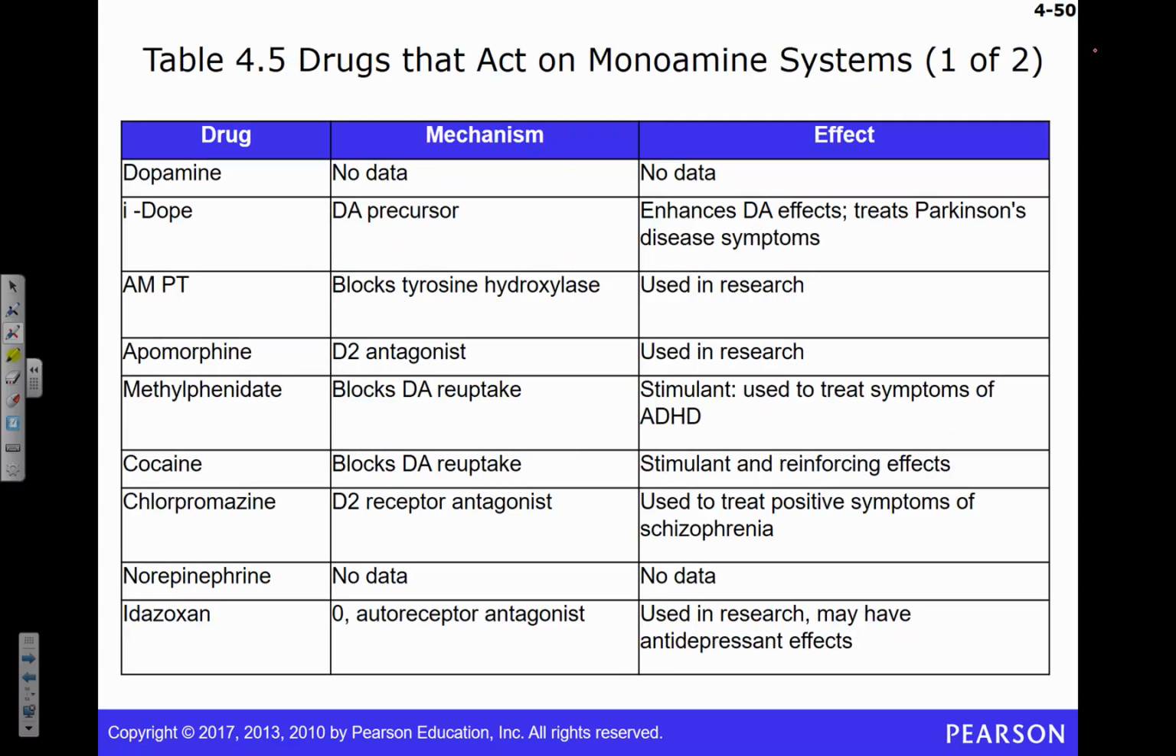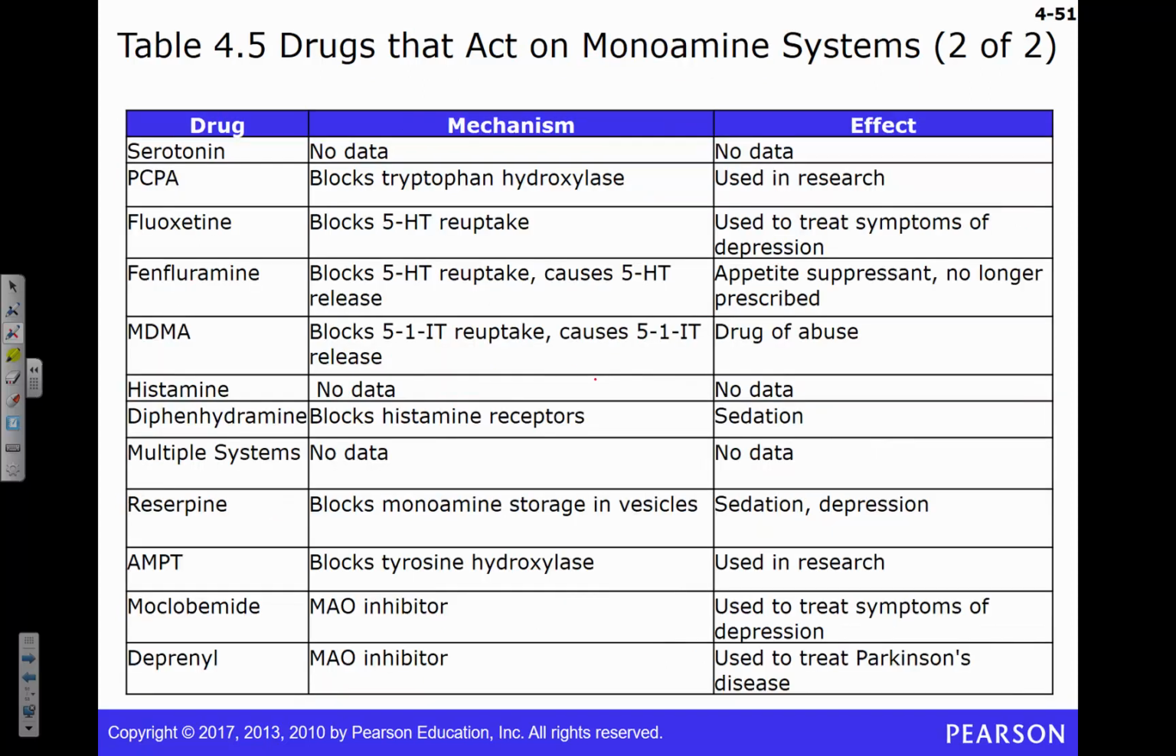Here are some drugs that work on your monoamine systems. Some of these you've heard of, some of them you haven't. That should be an L, not an I. So, cocaine, for example, is going to block dopamine reuptake, right? So dopamine's going to be more available at your synapse. There are specific receptors of dopamine. Apomorphine, for example, is a particular D2 antagonist. Doesn't really have much use except in research.